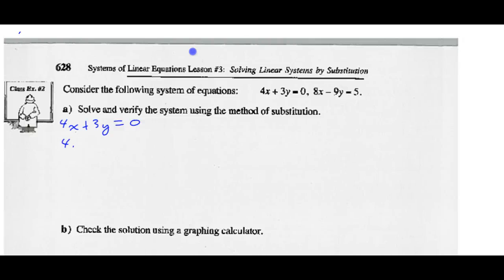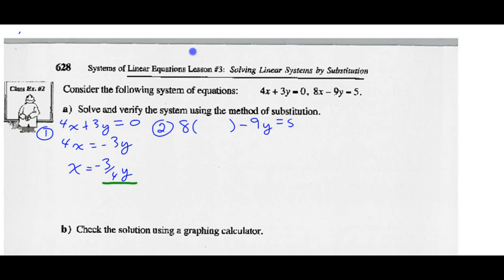So if I solve for x, I'm going to minus 3y from both sides, and then divide by 4. So x is negative 3/4 y. So that's step 1. We've solved one variable in one of the equations. Step 2 says I'm going to take that value for x and substitute into the other equation. So I've got 8 times x minus 9y equals 5. That's our second equation. Everywhere I see an x in that second equation, I'm going to plug in negative 3/4 y.